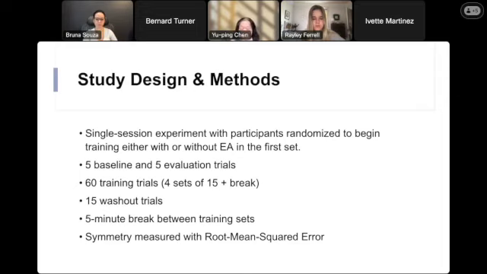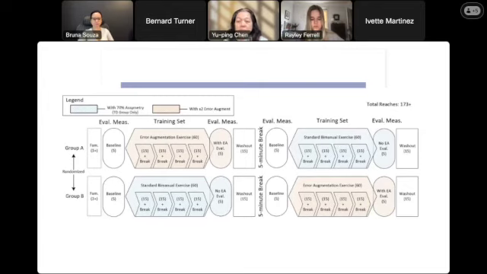And then the way they measured symmetry was with root mean squared error. They also did the washout trials and the baseline trials without error augmentation for the cerebral palsy group. And they also did the washout and baseline trials without the 70% asymmetry in a non-dominant hand for the typically developing group. And this right here is a picture, if it helps you see it more visually, of what the study design looked like.